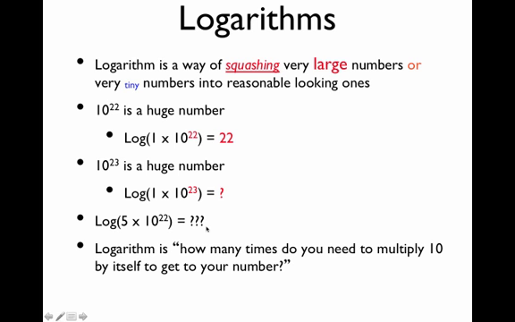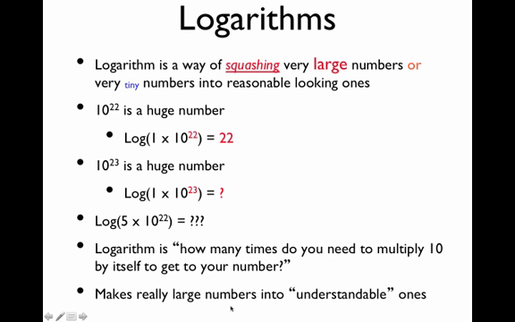Now, how do you multiply 10 against itself 22.7 times? Don't get caught up in that. Just realize, really the bottom line here is that logarithms will take huge numbers and apply a set of rules and turn them into more understandable ones. They also do the same thing for small numbers, and I'll show you that in a few slides. So, logarithms make really large numbers into understandable ones.